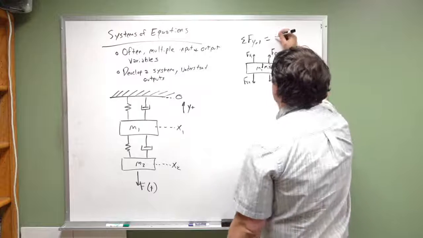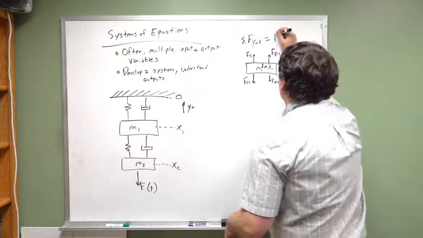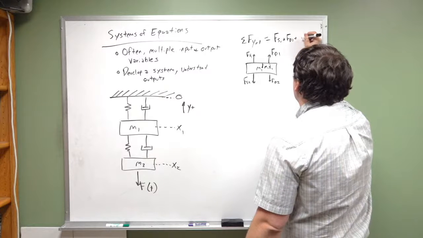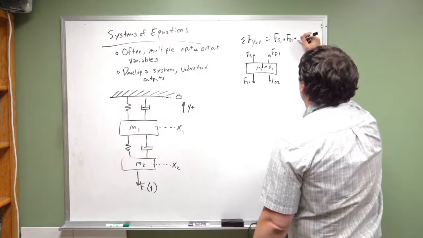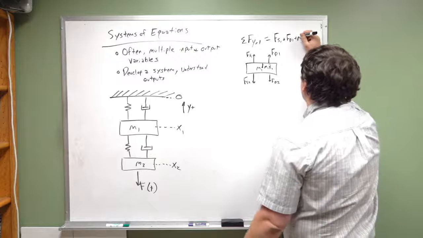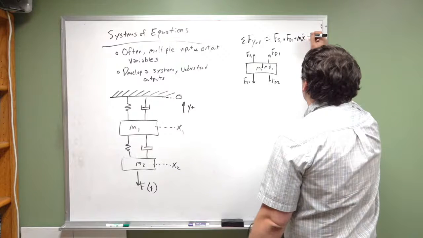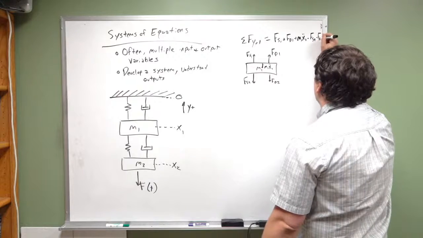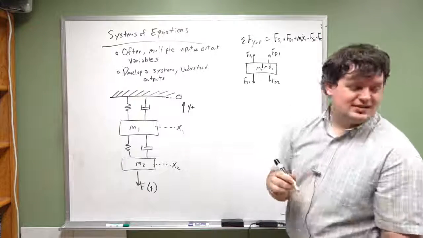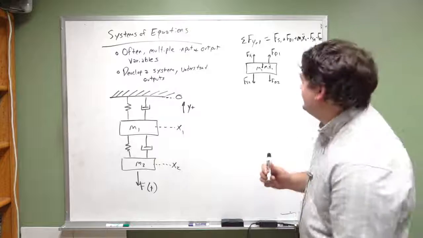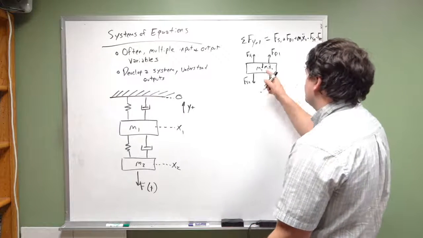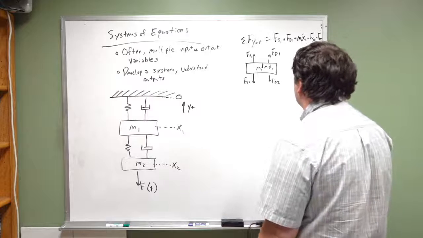Now we know that this is equal to fs1 plus fd1 plus your inertial force m1 x double dot 1 minus fs2 minus fd2, which is pretty ugly right off the bat. Great, and this is equal to 0 because we included the inertial force into this.